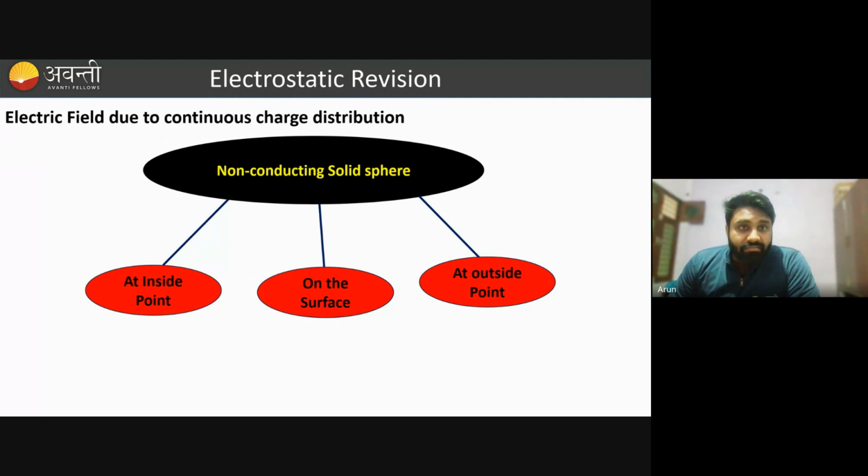So, electric field due to continuous charge distribution. Next topic we have non-conducting solid sphere.